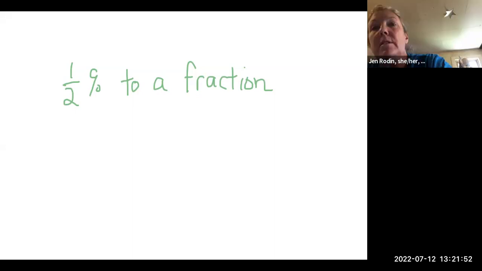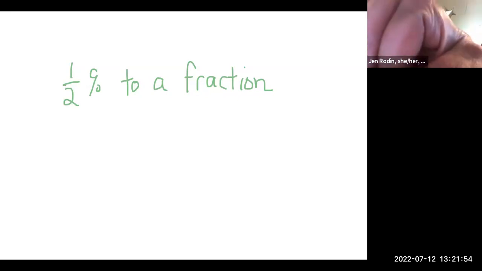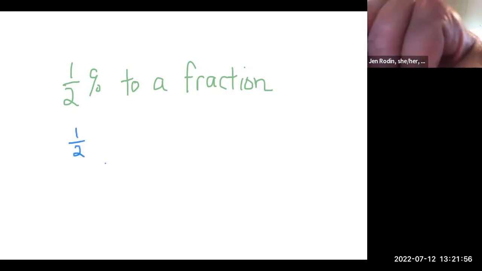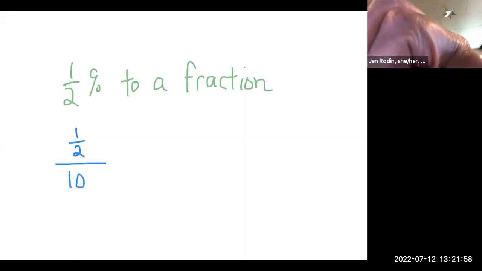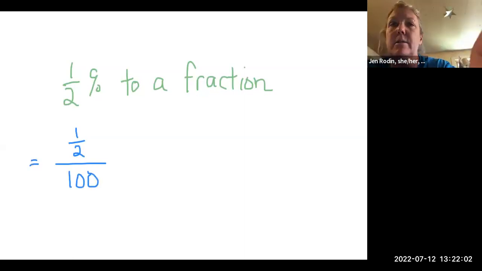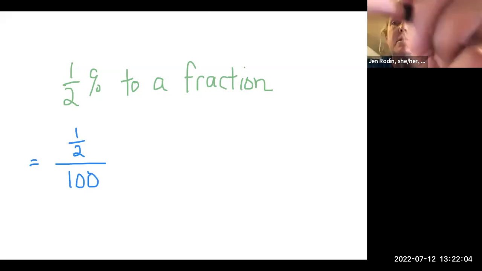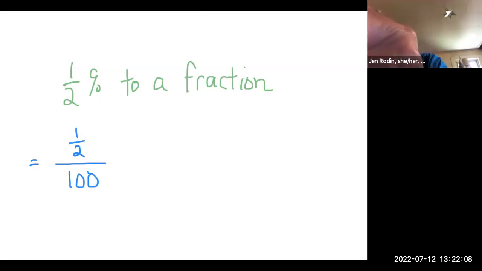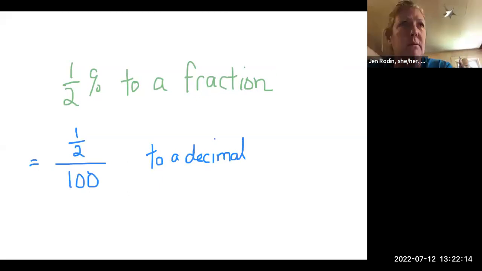And although people probably learned this before at some point, it's easy to forget if it's been a while, if you've been in high school or college and not doing these. So 0.5% as a fraction is that. And then what if I wanted to change that to a decimal? And if you have a calculator that does it for you, great. I have no problem with that.